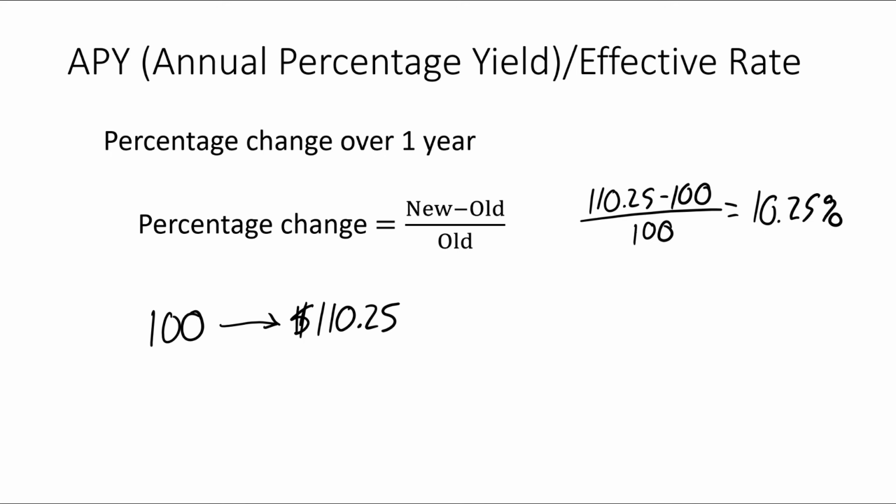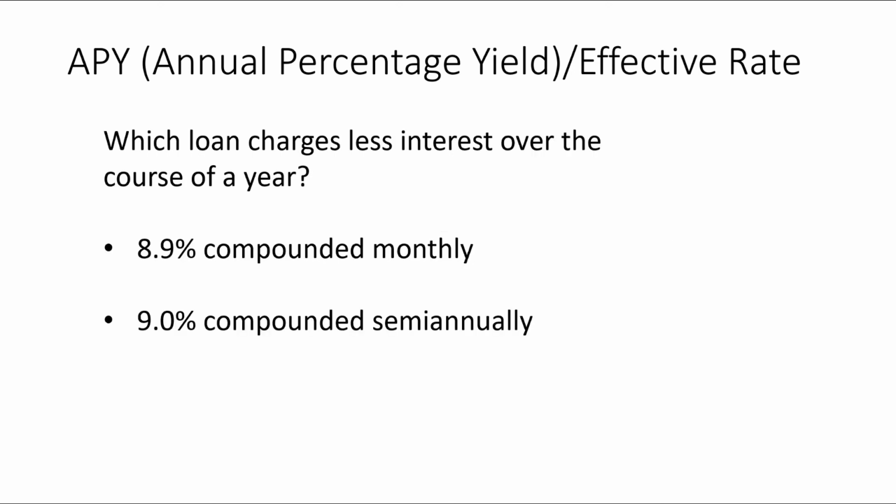Now, you don't necessarily need to memorize this formula, but you do need to know that annual percentage yield and effective rate are the percentage change over 1 year. So, in some of your examples, you'll be asked to find the annual percentage yield given the starting value and the ending value, or the amount of interest that's earned. In other examples, we'll be asked to convert interest rates. So let's look at something like that.